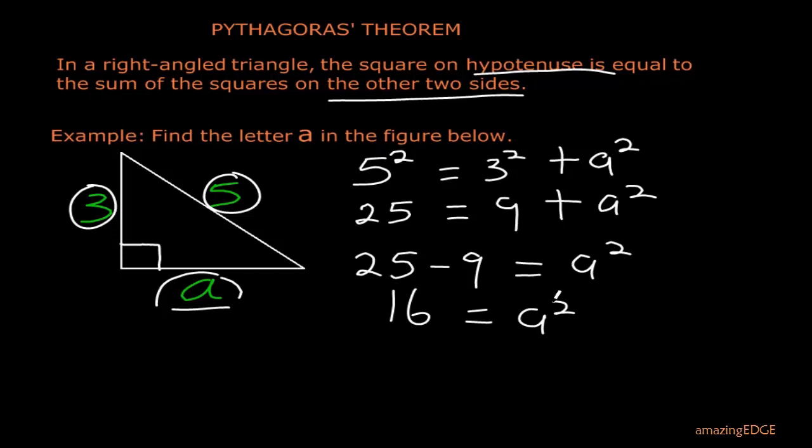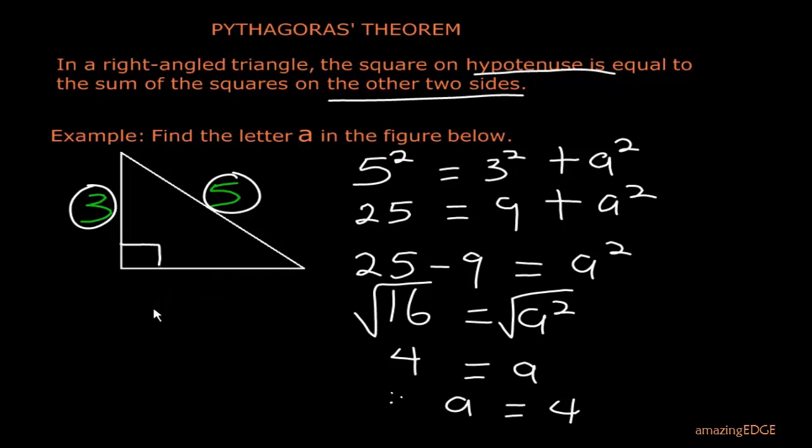And remember, we are looking for A, not A squared. To do that, you're going to take the square root of both sides. When you take the square root of 16, it's going to give us 4. And the square root of A squared, we cancel the square, and that will give us A. Therefore our A is equal to 4. So this side of the triangle is equal to 4. So we can solve this kind of problem using the Pythagoras theorem.